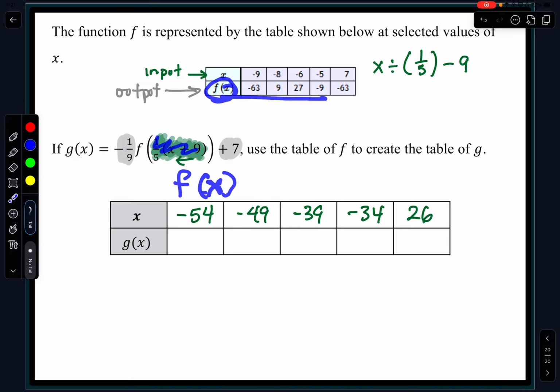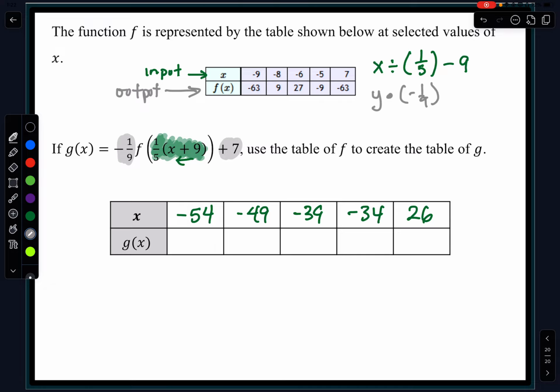And notice the notation that we have here. We have negative 1 over 9 times f of x and then plus 7. So we're literally doing exactly that to those numbers. We're going to multiply all of these output values by negative 1 over 9 and then add 7. And if we think about this in terms of x and y, these right here are the y values. So I can write that my y values are multiplied by negative 1 over 9 and plus 7. So let's do that with these values.